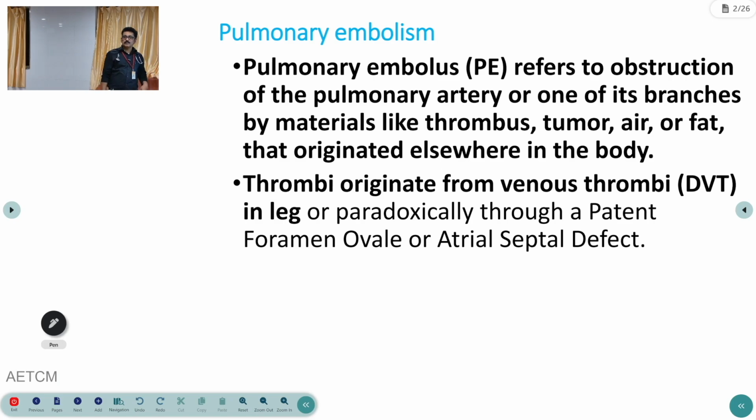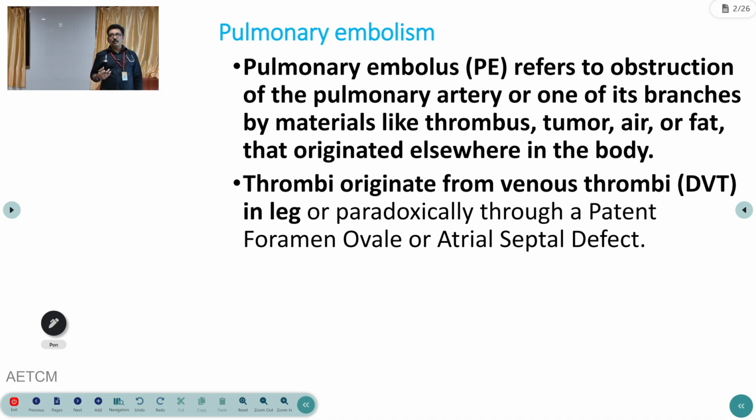Today let us discuss pulmonary embolism. Pulmonary embolism means there is an obstruction in the pulmonary artery or its branches due to materials like thrombus, tumor, air or fat. It can originate in any part of the body, like the upper limb or lower limb, wherever it is. It can travel first to the right heart, then to the pulmonary circulation, and it can produce a block.